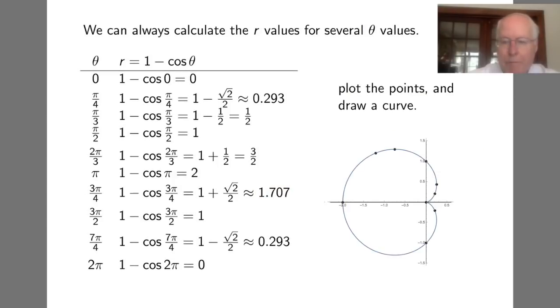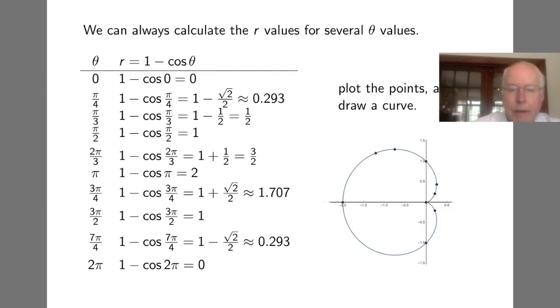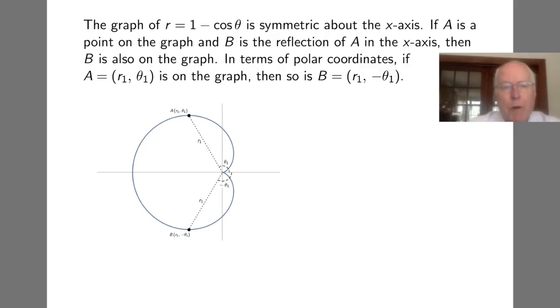And once you've plotted enough points, you might feel you can fill in a smooth curve to get our picture something like this. Now, one thing you might want to notice about the cardioid shape we see here is that it is symmetric about the x-axis. In other words, the piece above the x-axis looks much like the piece below. What does it mean to be symmetric in this way?